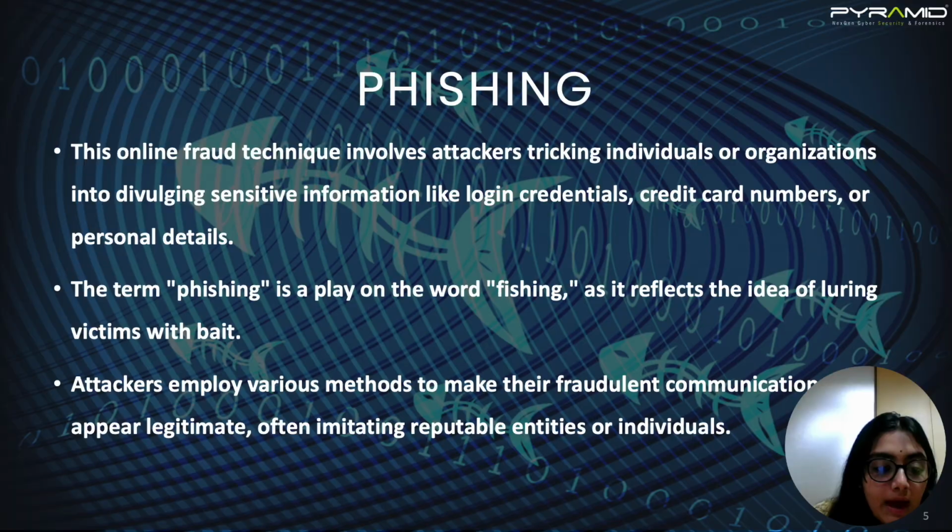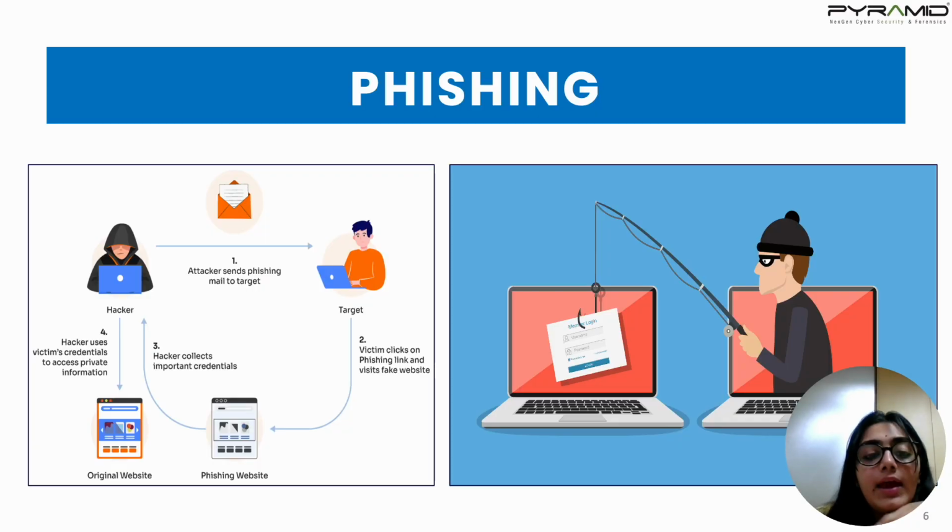Now, as you can see in this image, the attacker sends a phishing mail to the target. Then the target clicks on the phishing link and visits the fake website. And this fake website is the phishing website, which is replicated as the original one. Now the hackers collect all the important credentials, and then the hacker uses the target's credentials to access the private information. So this is how basically the phishing system works.